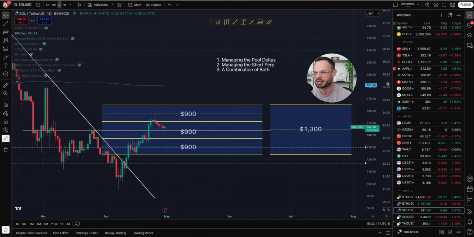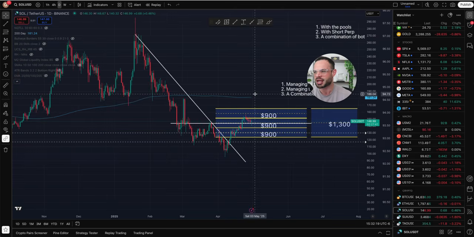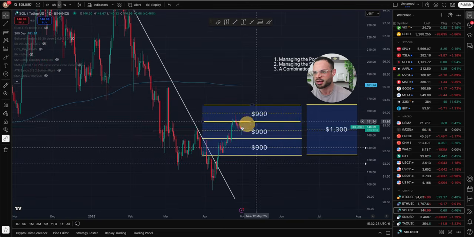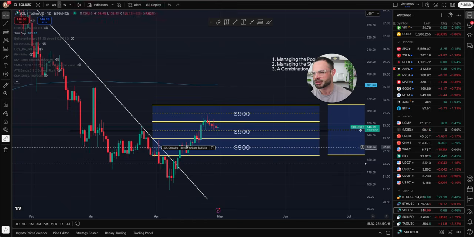Well, the signal for me was Solana breaking out of that downtrend, and we've been in that downtrend since those middle of January highs. Okay, what we saw from there was a little bit of consolidation around the $130 area, and Solana continued then to move higher.